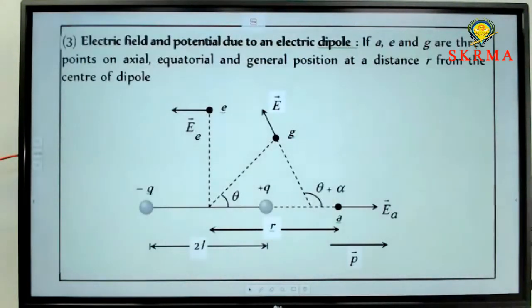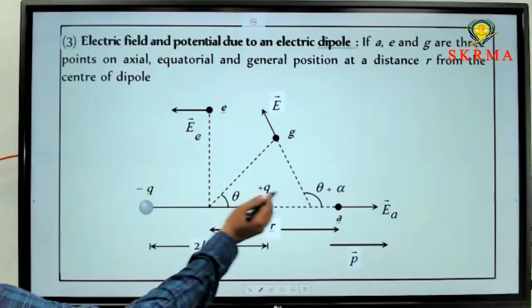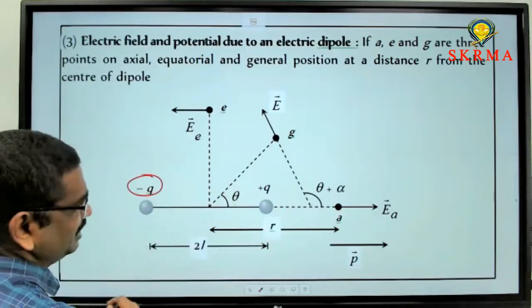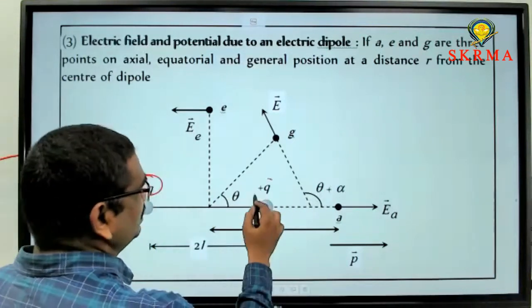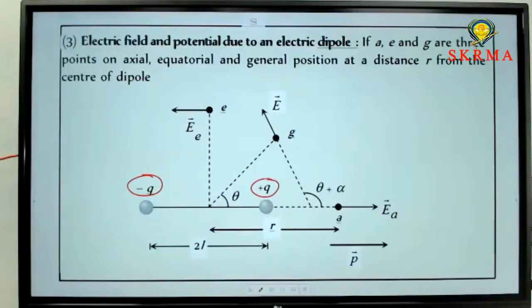Next concept: electric field and potential, which we need to calculate. Just assume that here is the dipole. The magnitude of charge of the dipole is q, plus q and minus q. The magnitude is just q only. So here the dipole consists of two equal charges.